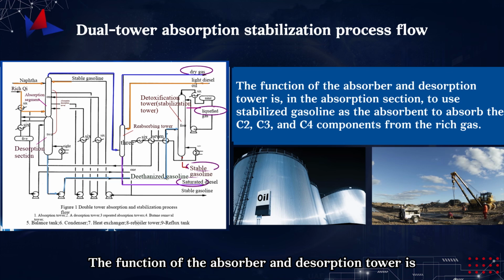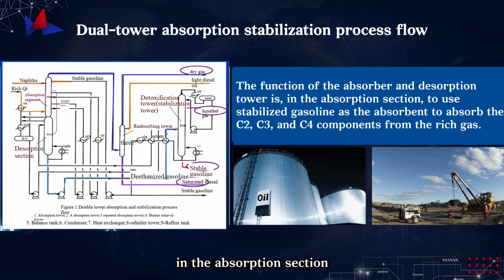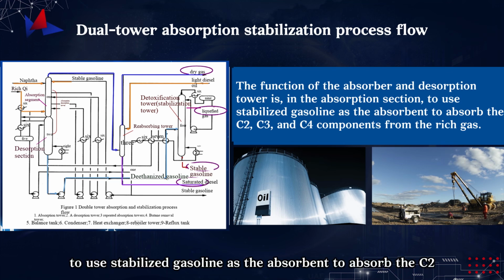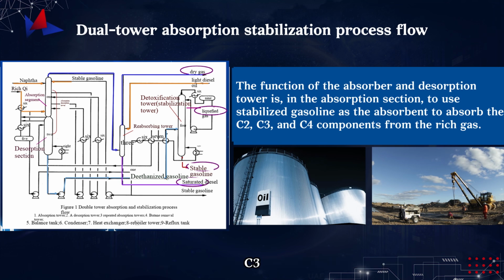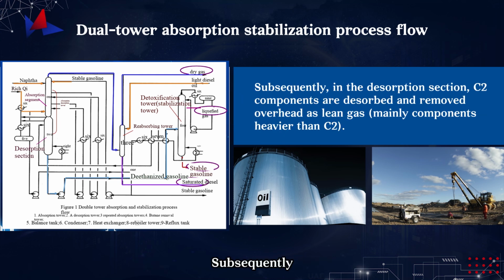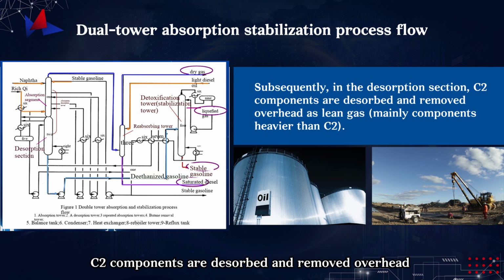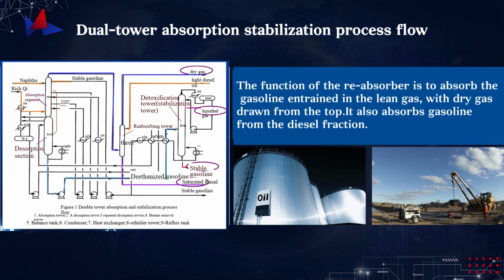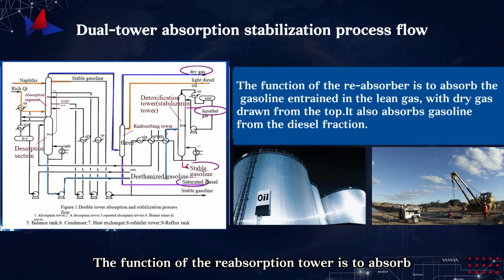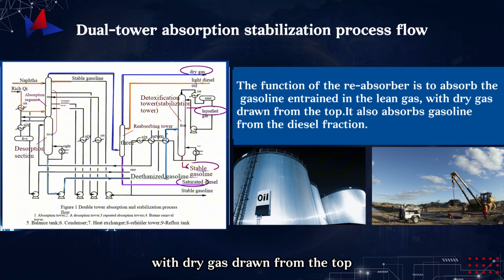The function of the absorber and desorption tower is, in the absorption section, to use stabilized gasoline as the absorbent to absorb the C2, C3, and C4 components from the rich gas. Subsequently, in the desorption section, C2 components are desorbed and removed overhead as lean gas, mainly components heavier than C2. The function of the reabsorption tower is to absorb the gasoline entrained in the lean gas, with dry gas drawn from the top. It also absorbs gasoline from the diesel fraction.